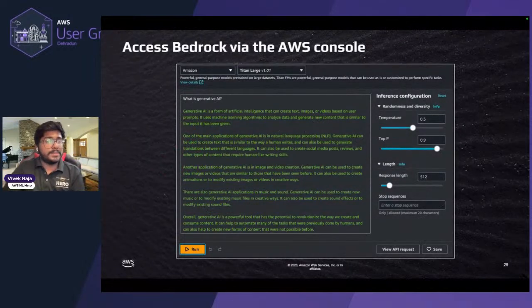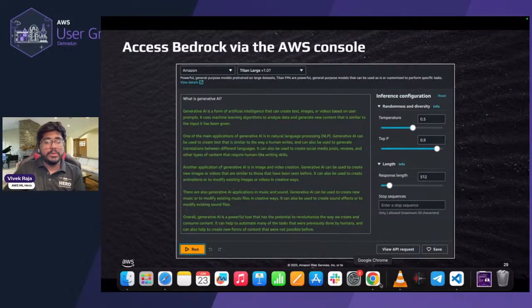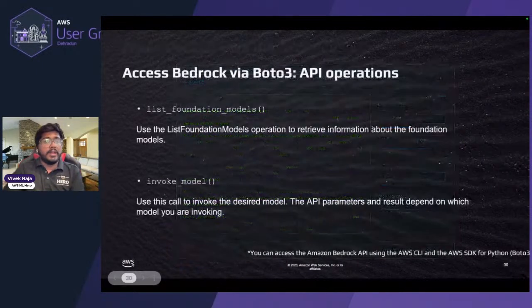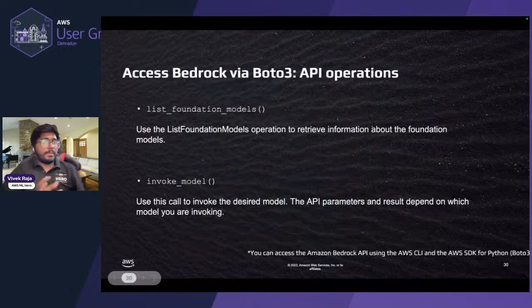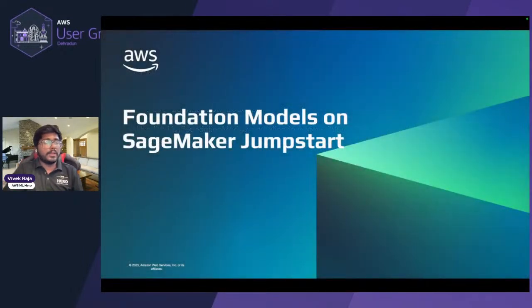And you can access Bedrock via the AWS console. You can go ahead and see the service as well, which I would like to show you a little later. And you can access it via API operations. If you are using Python, you can use Boto3 and list foundation models. You can invoke the model with API calls and so on as well.